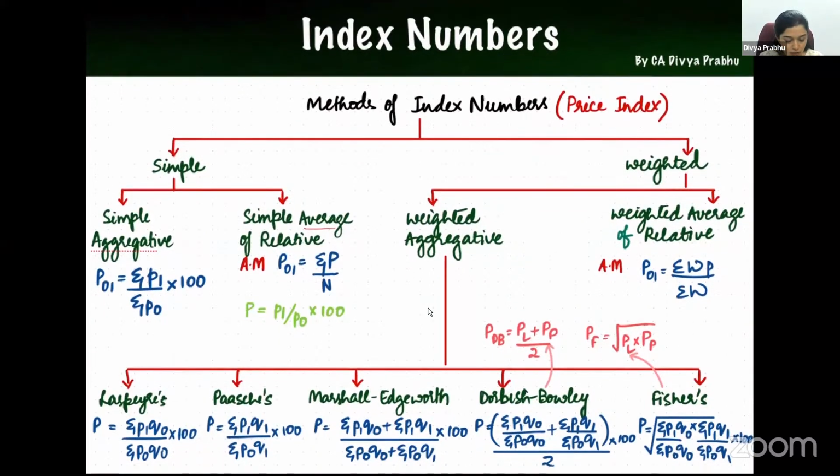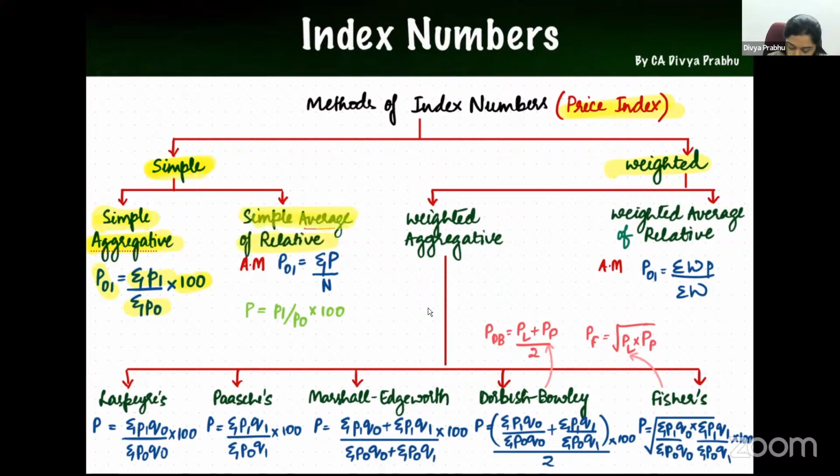Okay. Now index numbers, methods of finding the price index number. There is simple method, there is weighted method. Simple method comprises of simple aggregative method. So formula to find simple aggregative method is P01 is equal to summation of P1 by summation of P0 into 100. Okay. Summation P1. P1 is what? The price of the current year. Divided by price of the base year, that is summation P0 into 100.